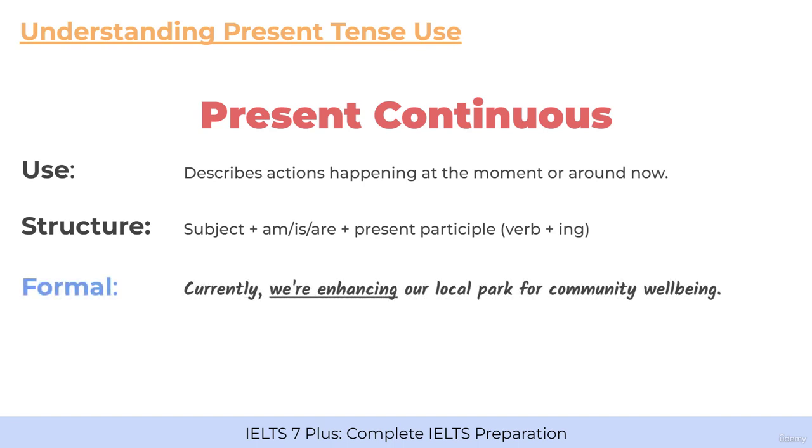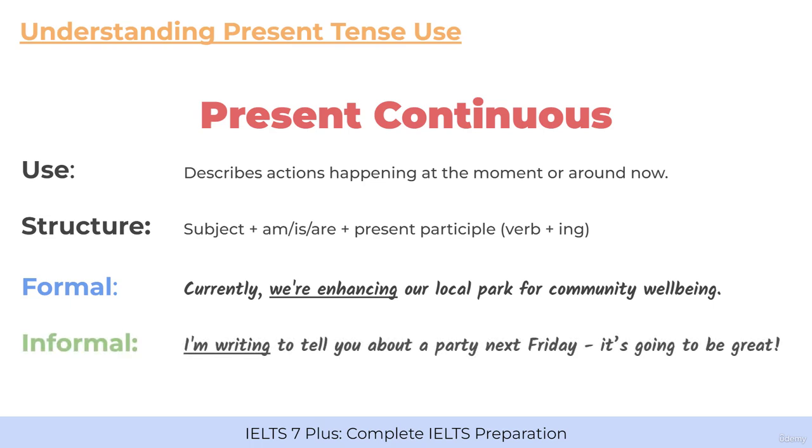Okay, a formal example. Currently, we're enhancing our local park for community well-being. Very formal language here. There is a contraction. We are, we're. We generally use more contractions with informal tones of letters, but we can sometimes use them in formal as well. Currently, we're enhancing our local park for community well-being. We are, we're, plus the present participle, verb ing, enhancing.